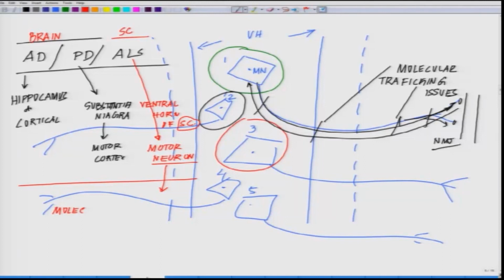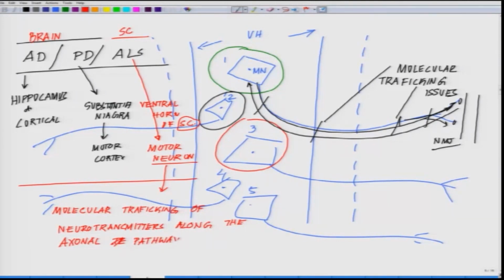their molecular trafficking of neurotransmitters along the axonal pathway is compromised, and it is not clear why. So there are several factors which are associated with it.